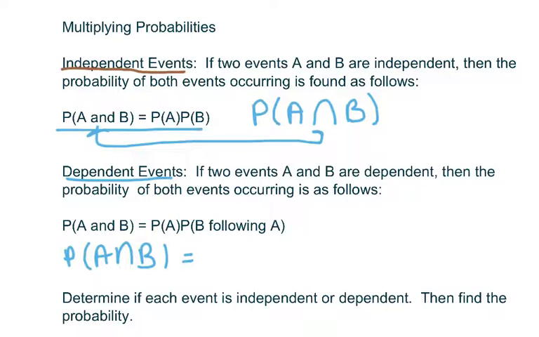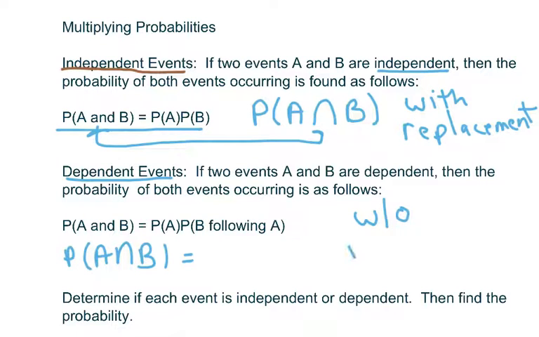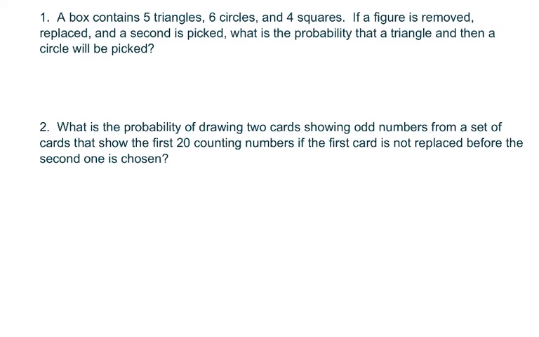And the main thing you need to know about this is if it's independent, that means it's with replacement. So if you see "with replacement," that means it's independent. If it's without replacement, that's going to be dependent. So those are your key words. And I have a few examples here.